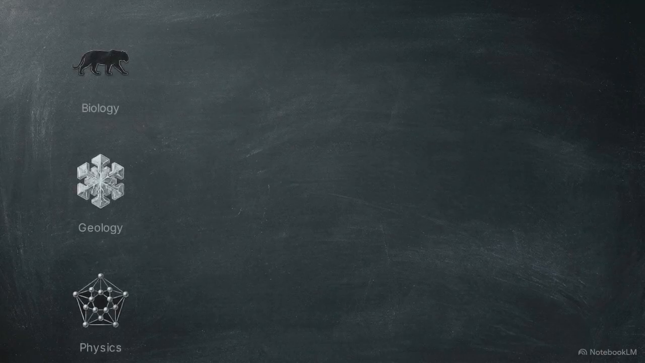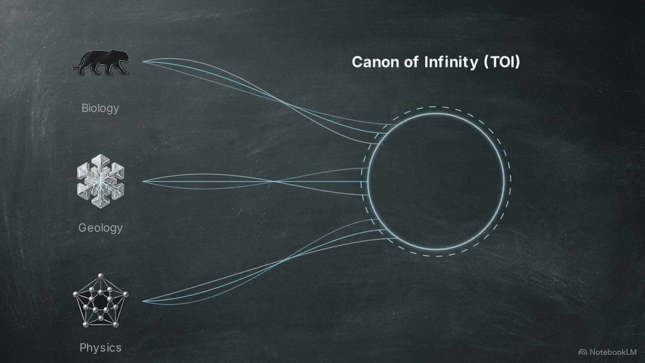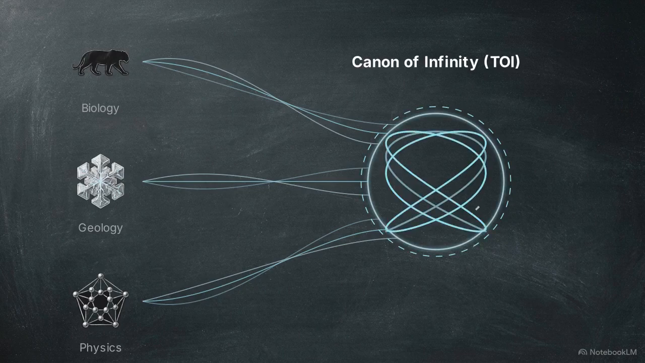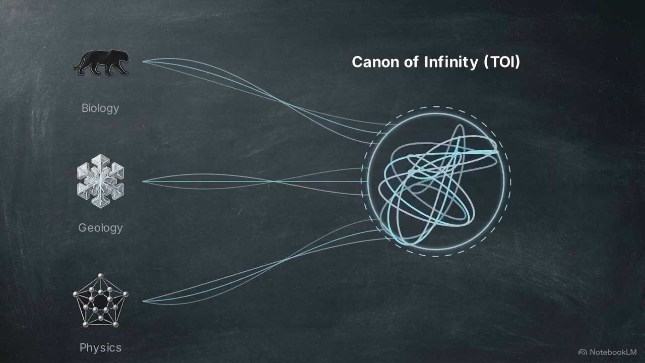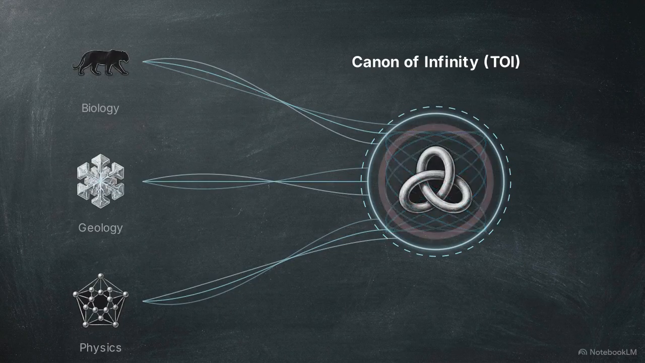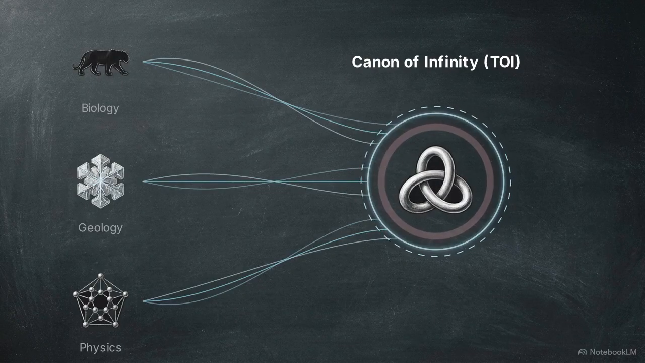The Canon of Infinity, or TOI framework, provides a unified mathematical ontology to connect them. The TOI framework is a strict methodological specification for understanding how mathematical invariants survive across transitioning systems. Under this framework, these distinct patterns are isomorphic physical expressions of topological knotting.